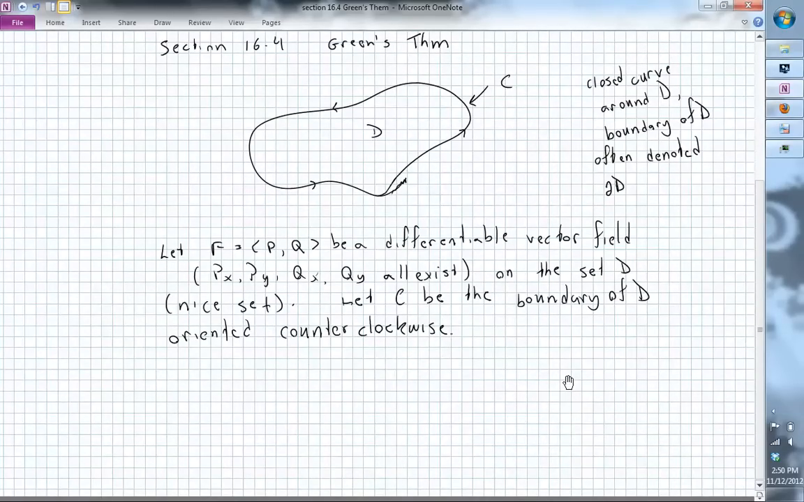I think we have all the pieces in place to state the theorem. The theorem goes like this. It says that the integral over the region D of q sub x minus p sub y dA is the same as the integral around the boundary of p dx plus q dy.